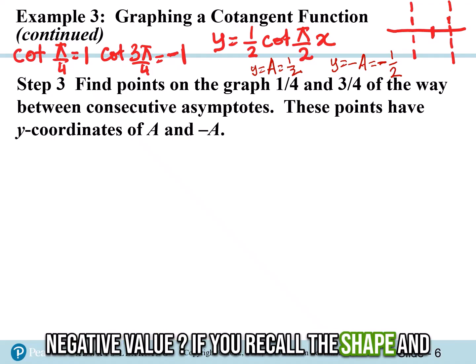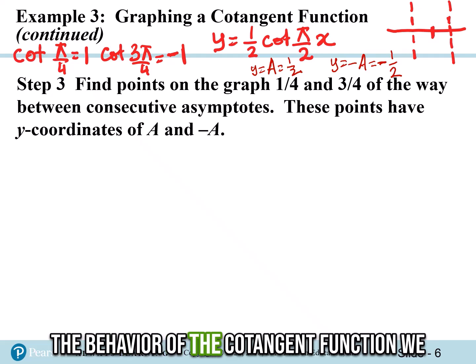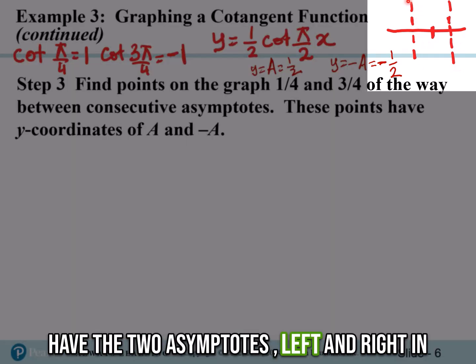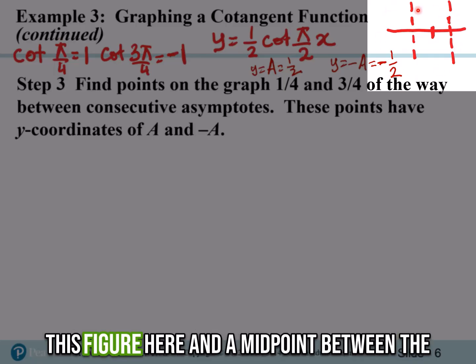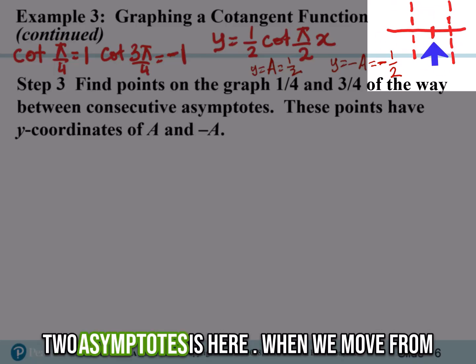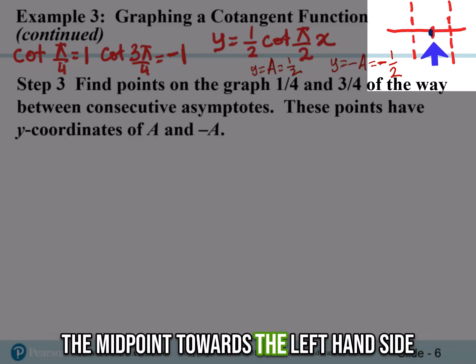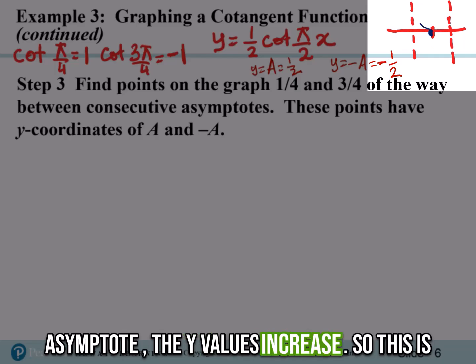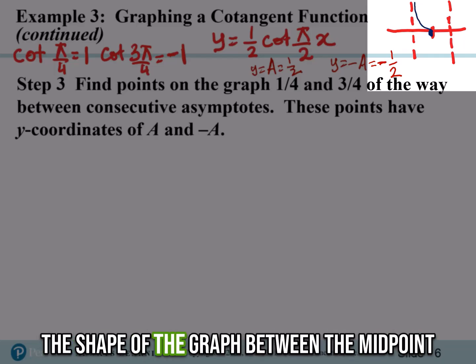If you recall the shape and the behavior of the cotangent function, we have the two asymptotes left and right in this figure here, and a midpoint between the two asymptotes is here. When we move from the midpoint towards the left-hand side asymptote, the y values increase. So this is the shape of the graph.